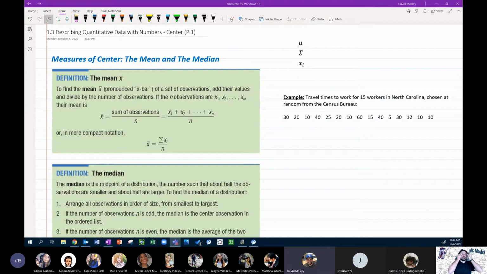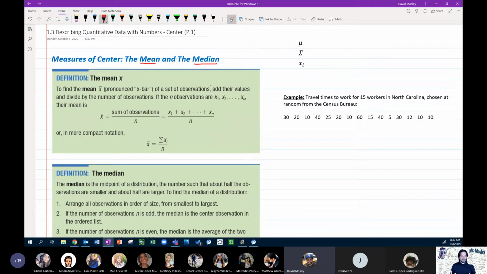Here we go. The first thing we're going to talk about, all right, we're in section 1.3, describing quantitative data with numbers. We're going to start by talking about the center. When we talk about measures of center, we mean the mean or the median. These are the two measures of center that we will be using. We have mean and median.